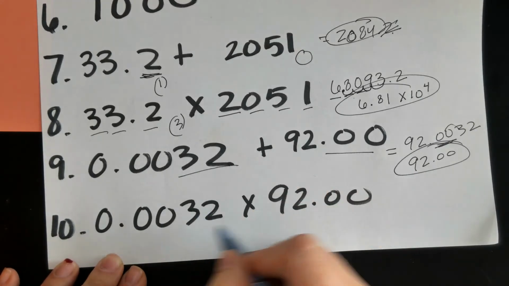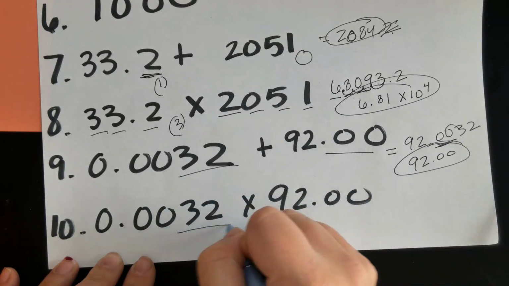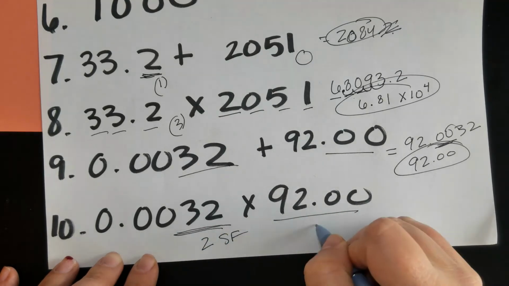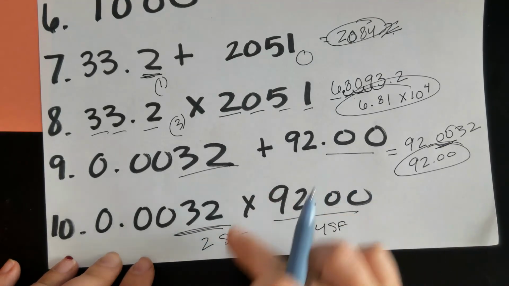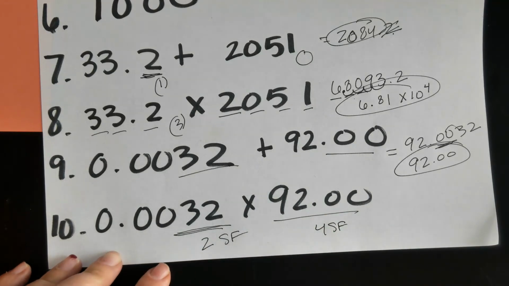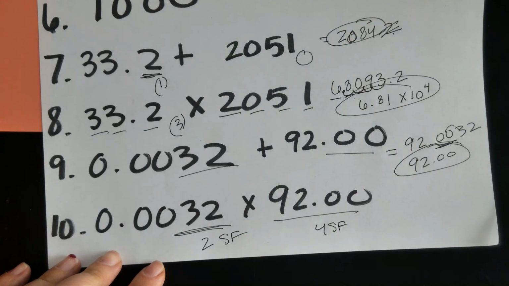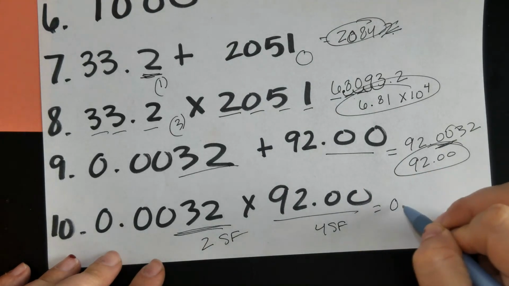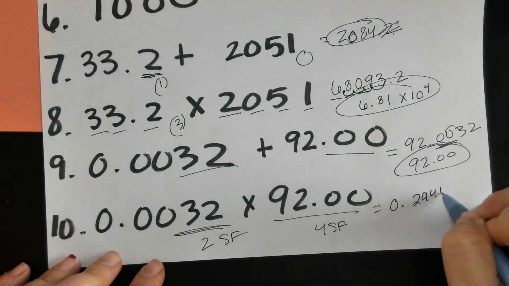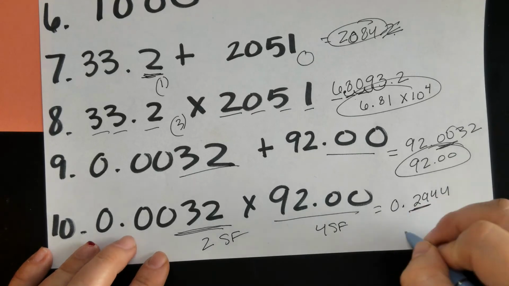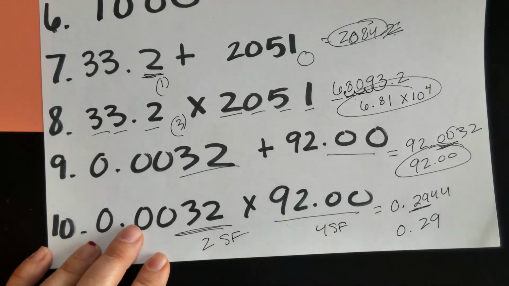And then lastly, same thing. Let's look at our total number of sig figs in our possible work. We have 2 sig figs here. We have 4 sig figs here. So we want our answer to have what? The least number of sig figs. 0.0032 times 92. We plug that in our calculator and end up with 0.2944. Okay. I want 2 sig figs. Here we are, 0.29.